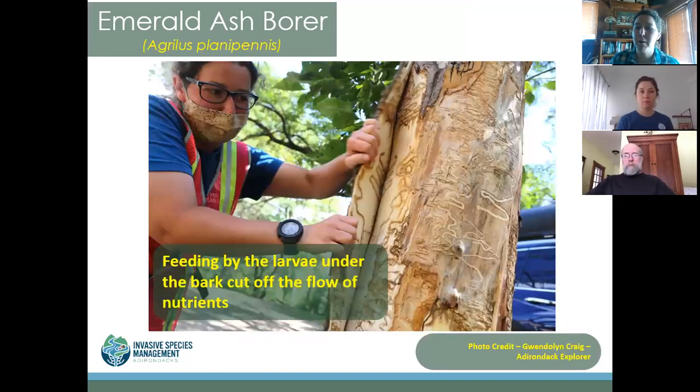So as we just talked about, it's really that larval feeding that kills the ash trees. So here we have a picture of myself peeling some bark off of an ash tree, and you can really see those telltale serpentine galleries as the emerald ash borer larvae have eaten through the layer below the bark of the tree.